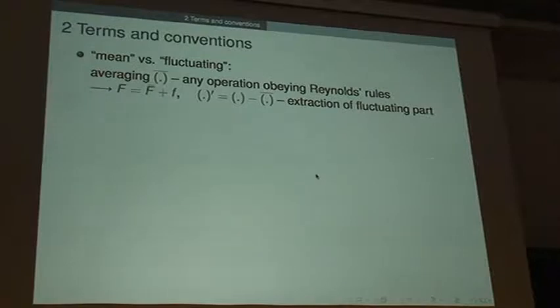And the averaging operation is as usual indicated by this overbar. This means we split any quantity f into a mean and a fluctuating part, with the fluctuating parts usually denoted by lowercase letters. Sometimes the extraction of the fluctuations is denoted with a prime, if this is a more complex expression. So the prime means: strip off the mean part and leave the fluctuating part.